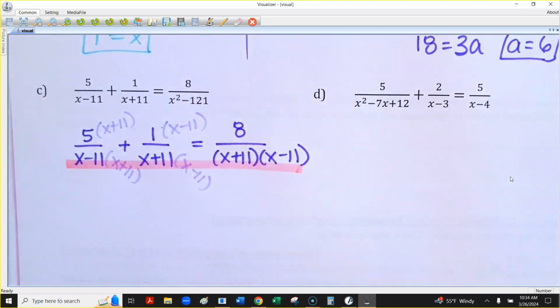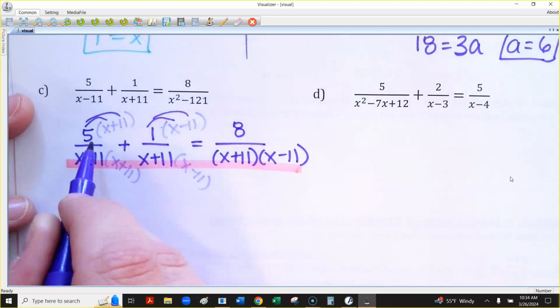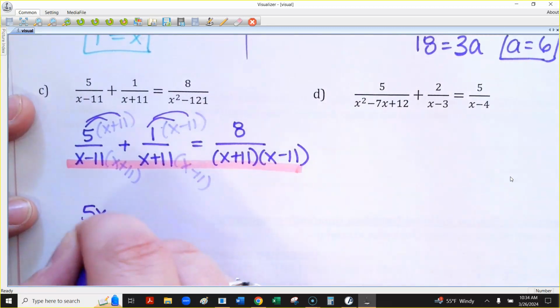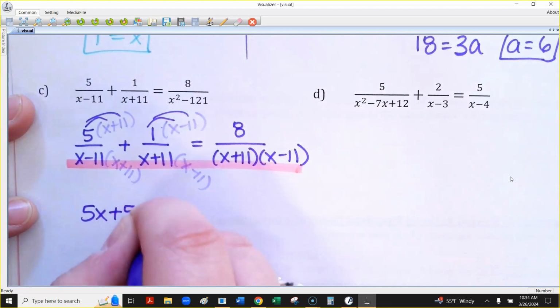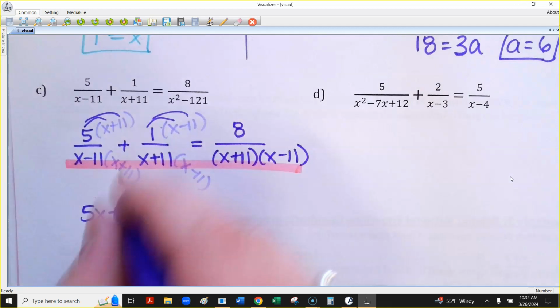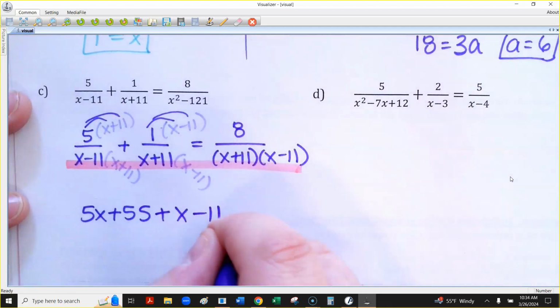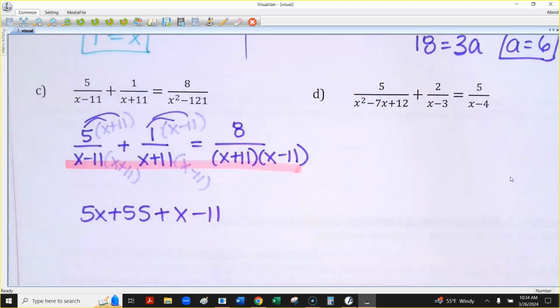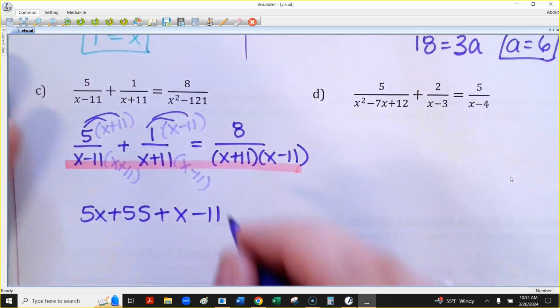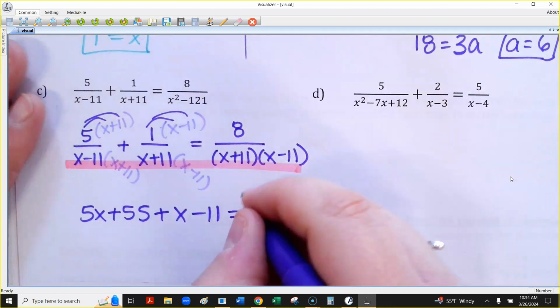Now, this guy here, you got to do a little distributive property. So 5 times x would be 5x, 5 times 11 is 55. Now, the one in the middle, you're just distributing a 1. So 1 times x is just 1x. 1 times negative 11 would just be negative 11. That's not going to change anything because I'm just multiplying by 1. And then the other side, we didn't have to get a common denominator or do anything for that because it already had that denominator, so it's just the 8. There's nothing to do over there.